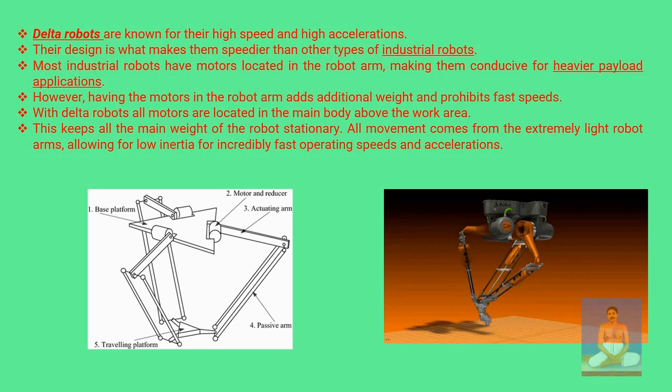Now we come to another important category of robots, known as delta robots. If we see here, on the base platform are all the motors, reducers and actuating arms, required to make the system more agile and less heavy. So they are known for high speed and high acceleration. The design is in contrast to other types of industrial robots. Most industrial robots have motors located in the robot arm, making them suited to heavier payload applications.